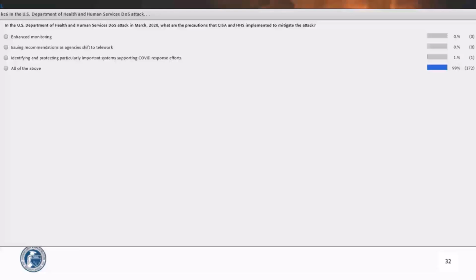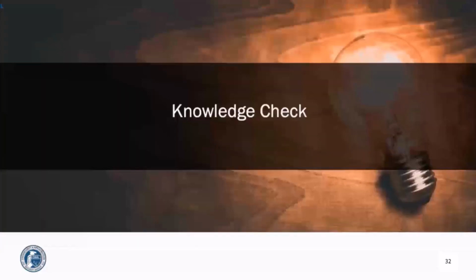So as with the incident response plans discussed earlier, identifying important telework and other systems is going to help you in knowing where to focus your efforts in the event of an incident. All right, so with that, let me get us back to our presentation here. And Adrian, I'm going to turn it over to you to go over some of the key takeaways for today.